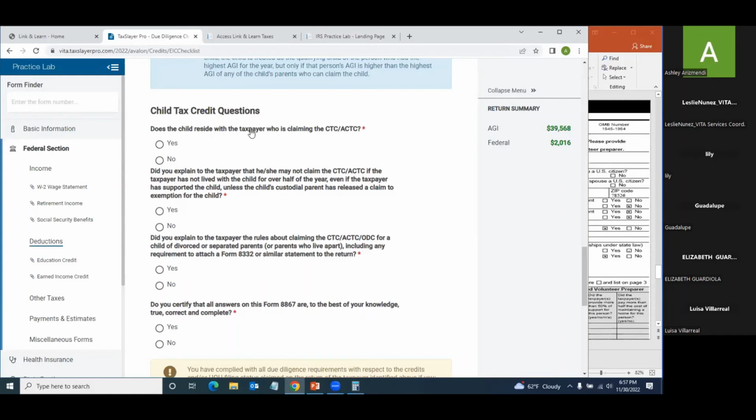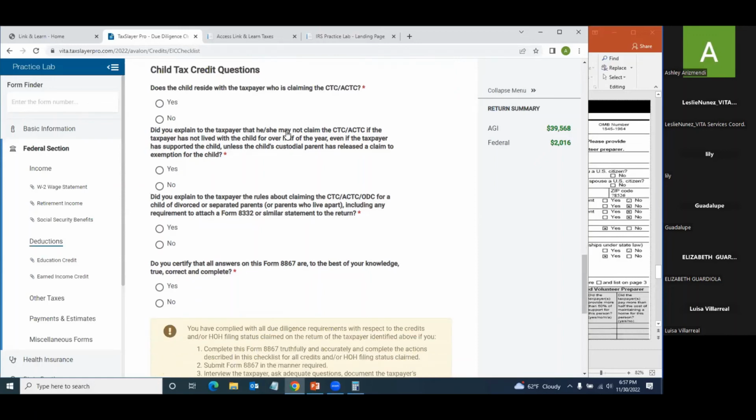Does the child reside with the taxpayer who is claiming the credit, the child tax credit? Yes, because if they weren't, they wouldn't get the credit, right? Did you explain to the taxpayer that he or she may not claim the child tax credit if the taxpayer has not lived with the child for over half of the year, even if the taxpayer has supported the child, unless the child's custodial parent has released a claim to exemption for the child? So once again, these questions do apply when the taxpayer is in front of us.